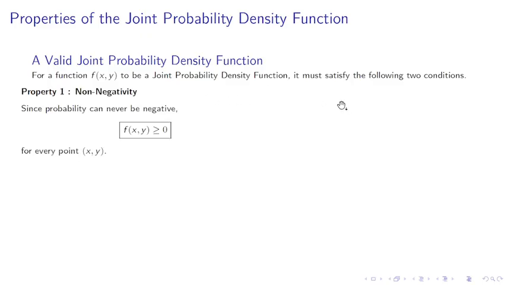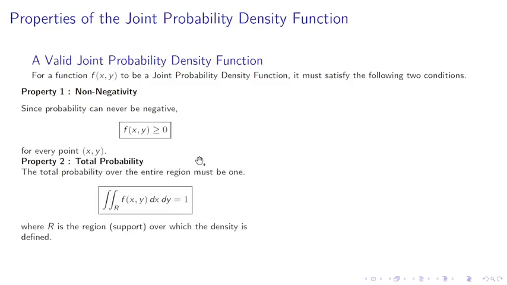It must be positive always, since probability can never be negative. It is a positive quantity for every point of x comma y. F of x, y must be greater than or equal to 0. No point takes a negative value. Total probability must be equal to 1.